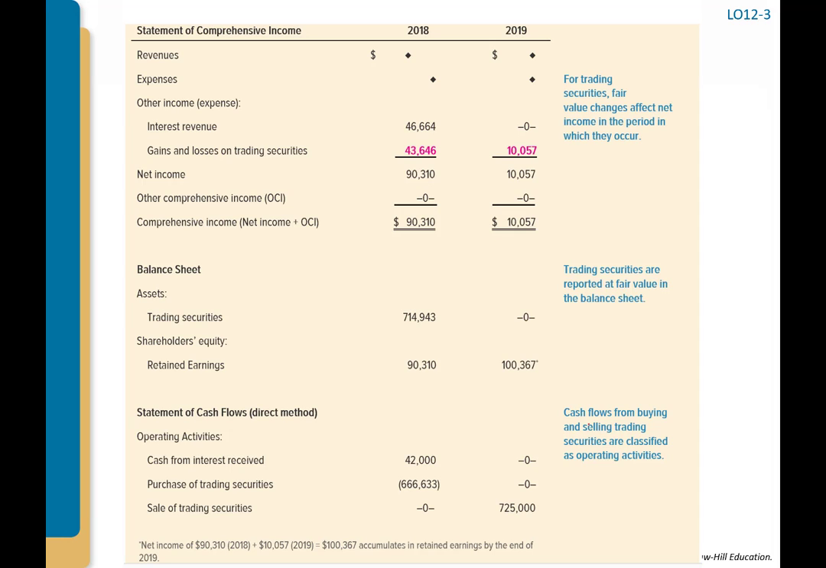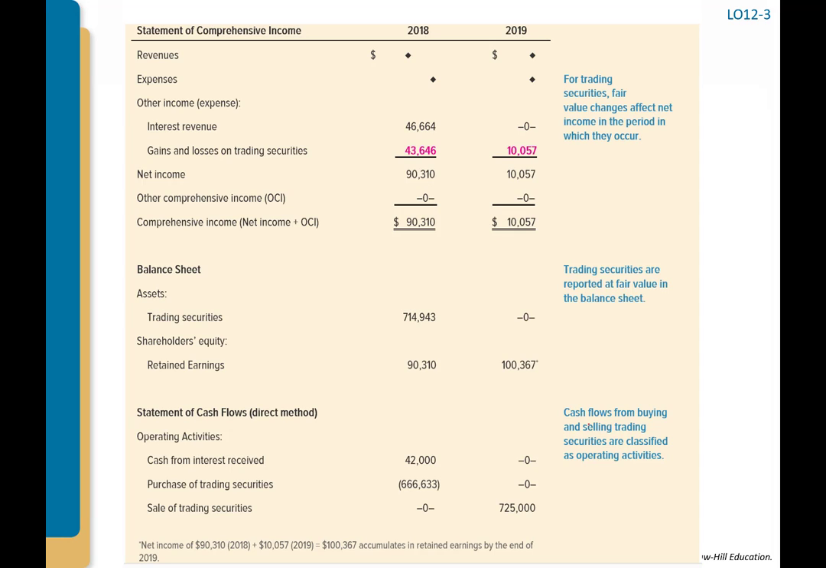Okay. And so our other comprehensive incomes are zero, because these are what? Our trading securities, aren't they? Okay. It was carried on the balance sheet at 714,943 at the end of that first year. We sold it in the second year, didn't we?